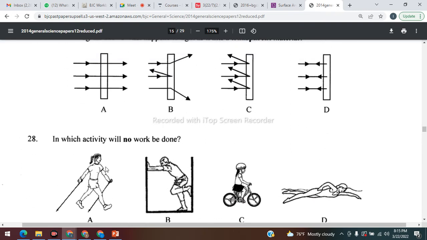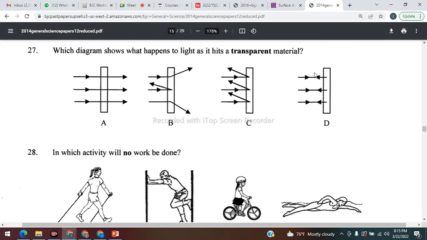Number 28. This one allows some light to go through. So what do we call it? Not semi-transparent, and not opaque. It's trans-something, but I can't remember. Translucent. That's the one. So opaque is C, because it allows no light to go through. So what is D? I don't know what D is trying to say.